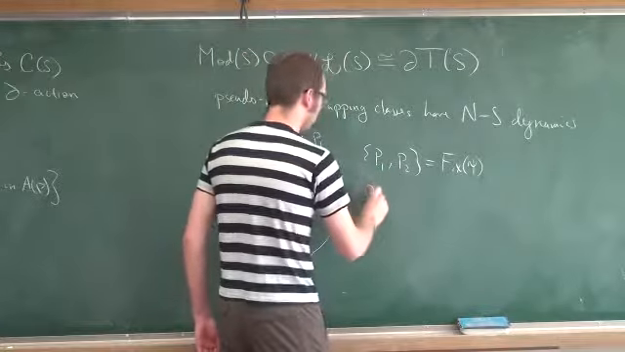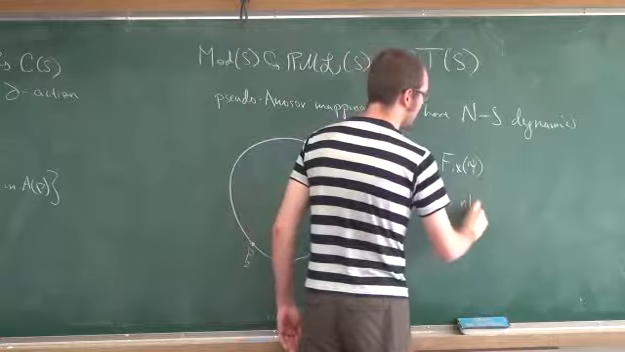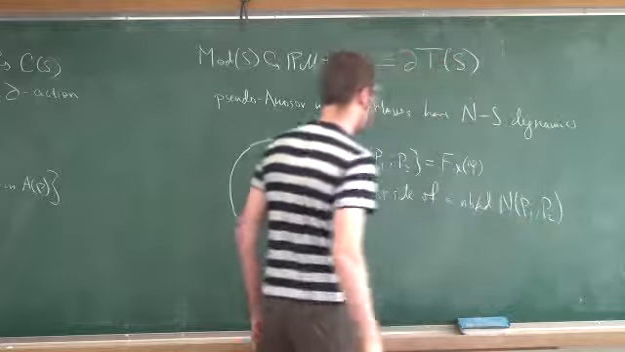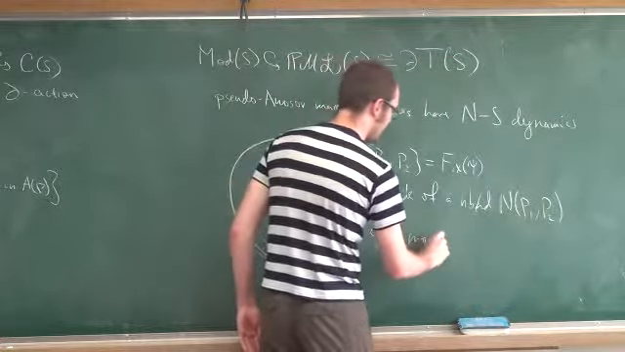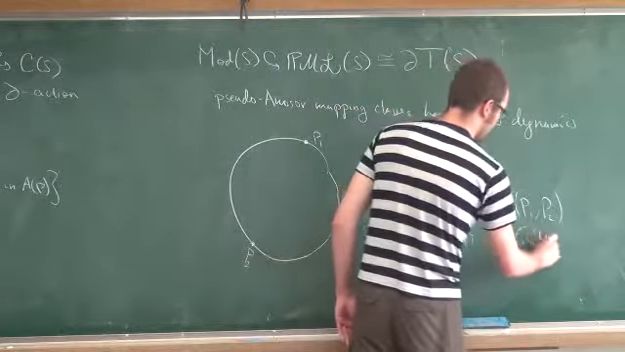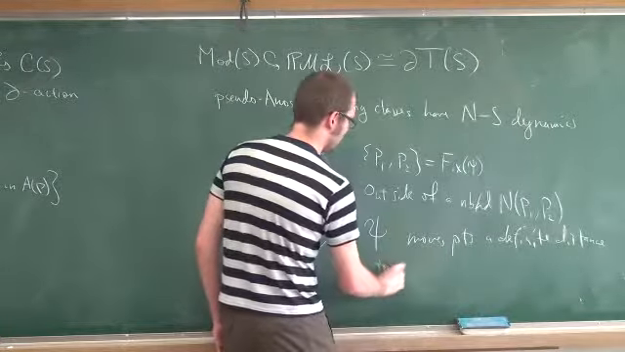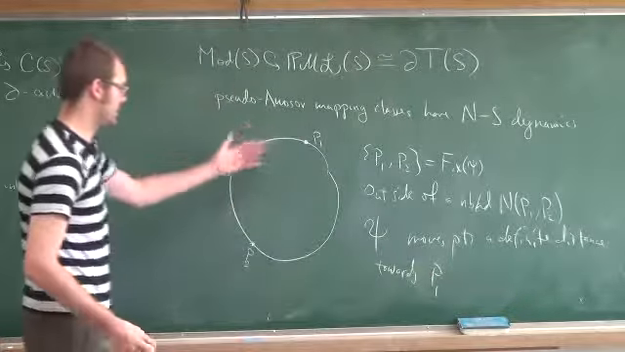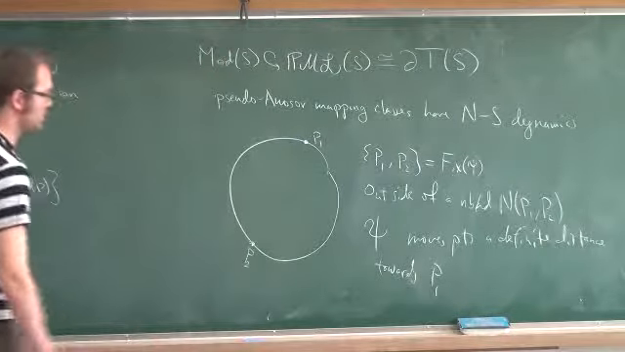And outside of a neighborhood of these two, psi moves points a definite distance towards P1, say, so one of these two. So it moves everything away from P2 and everything towards P1.